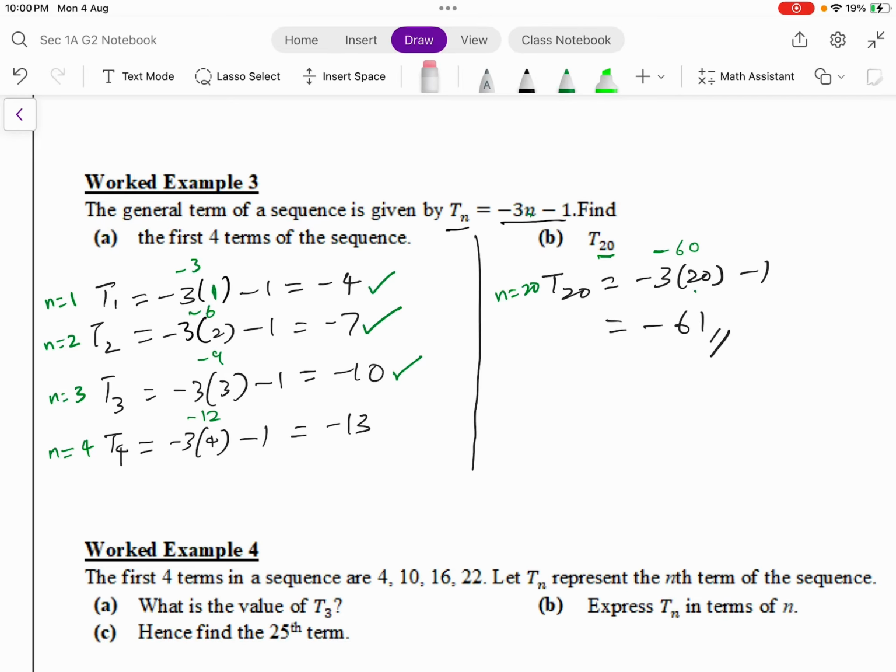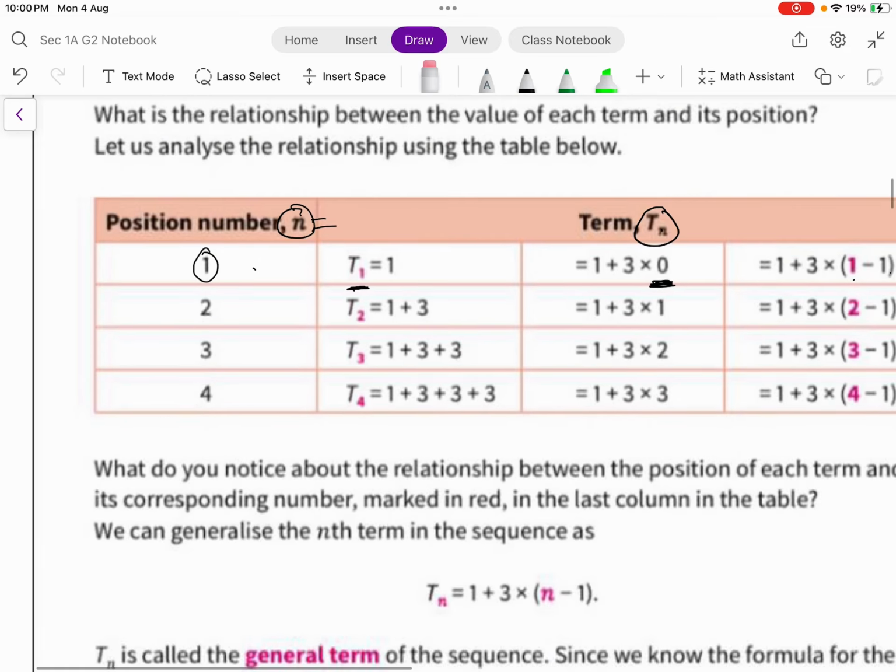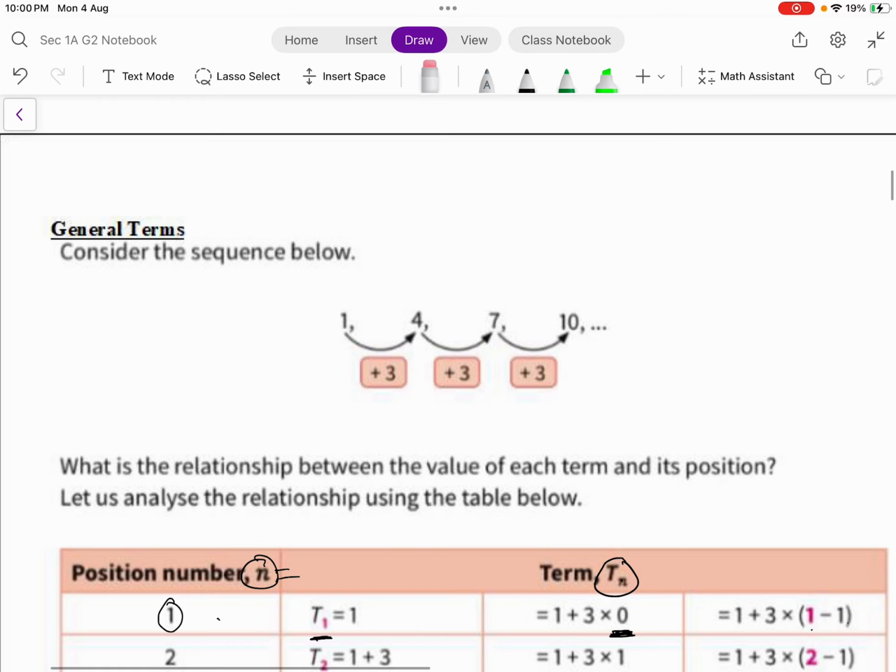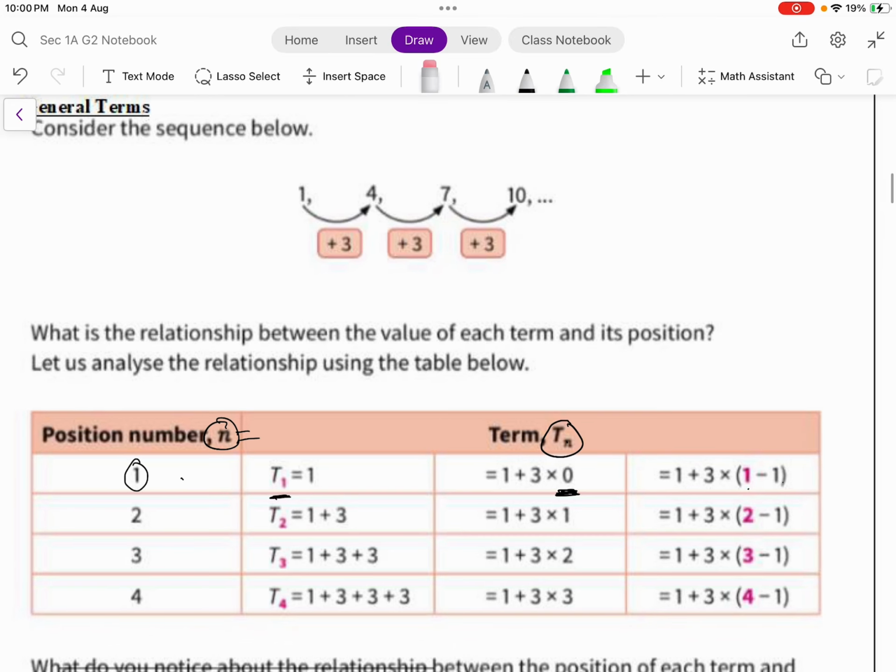Okay, next one. Example 3. Now, if we go back up to this point here, which we talk about general terms. So what does general terms mean?